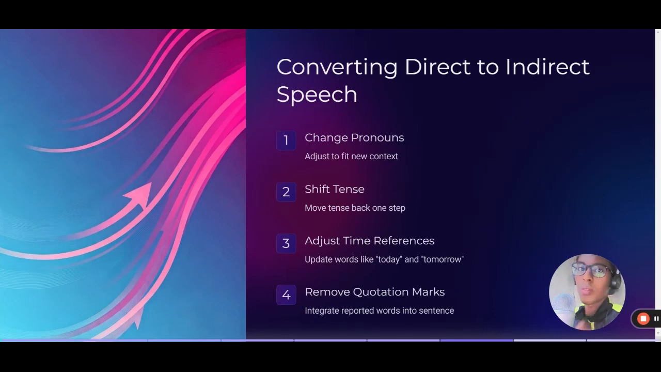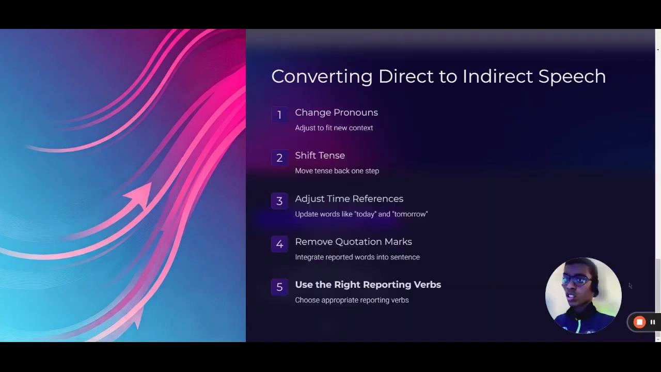Finally, fourth step, remove quotation marks and punctuation. In indirect speech, we skip the quotation marks. Instead, they integrate the reported words directly into the sentence. So "It's raining," she said, becomes, she said that it was raining.